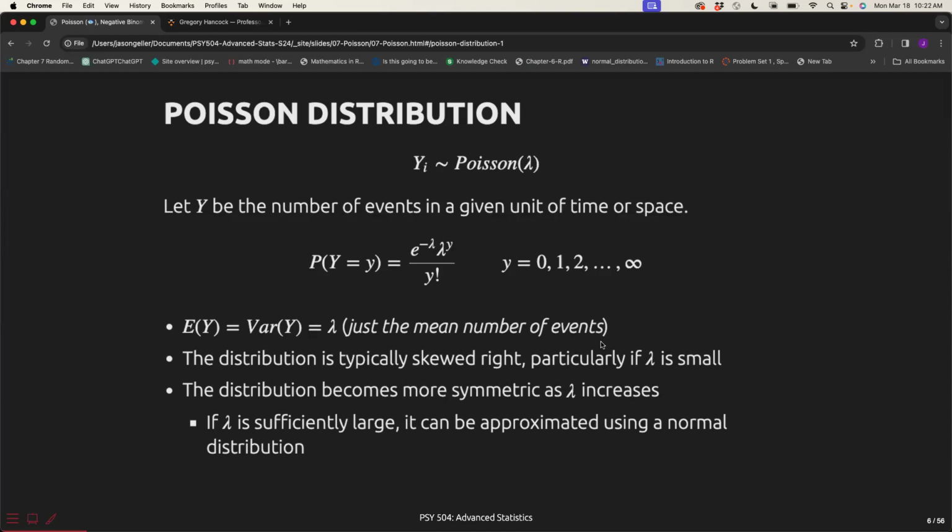There are important characteristics of the Poisson distribution. One characteristic is that the mean and the variance are equal to one another. This is assumed, and when I say mean, I mean lambda. The second characteristic is that if lambda is small, the distribution is more skewed to the right, but if lambda is large, it becomes more symmetric and normal in shape.